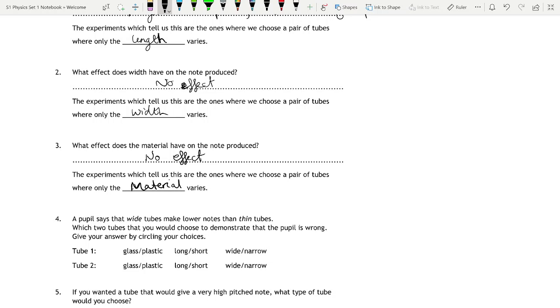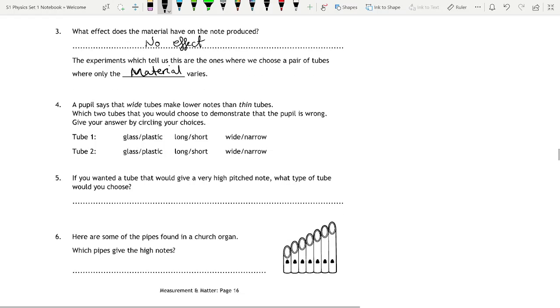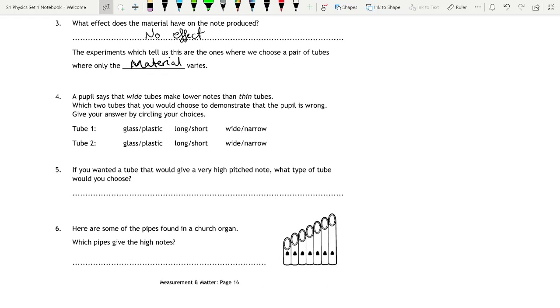Okay. Number 4, there's a number of different correct answers for this one. So a pupil says that wide tubes make lower notes than thin tubes. Which 2 tubes would you choose to demonstrate that the pupil is wrong? Give your answer by circling your choices. Yeah, go for it. What would you put? Both plastic? Yep.